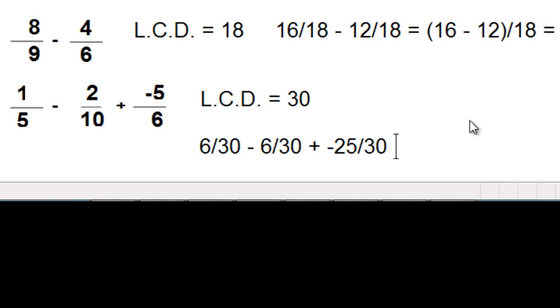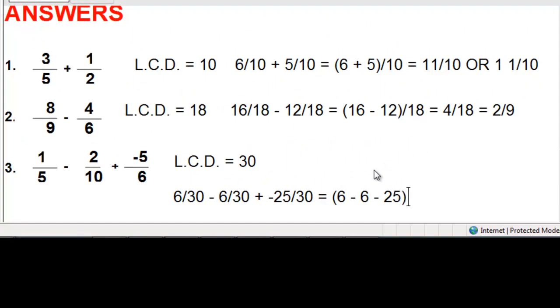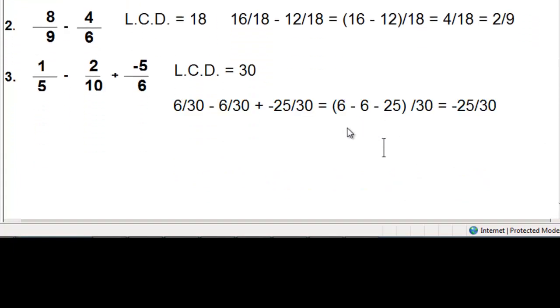Okay, so what does this give you? Well, we go 6 minus 6 plus negative 25, which is the same as minus 25, over 30. And this gives you 6 minus 6 is 0, minus 25 is minus 25 over 30. And this can be simplified. Divide top and bottom by 5. Gives you minus 5 over 6. And that's how you do these.